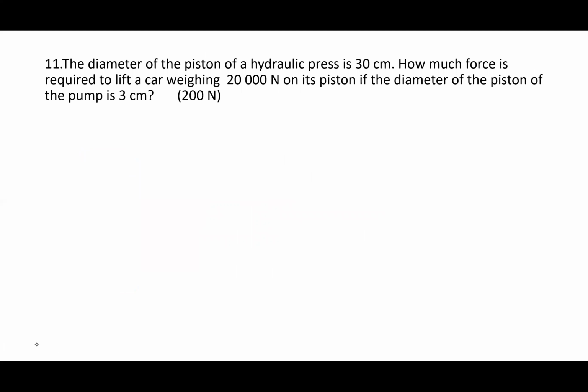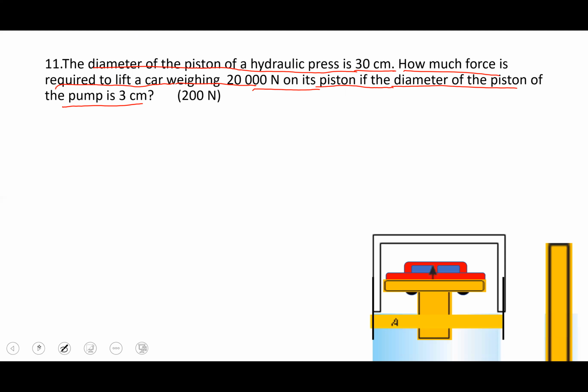Moving on to question number 11, it says the diameter of a piston of a hydraulic press is 30 centimeter. How much force is required to lift a car weighing 20,000 Newton on its piston if the diameter of the pump piston is 3 centimeters?